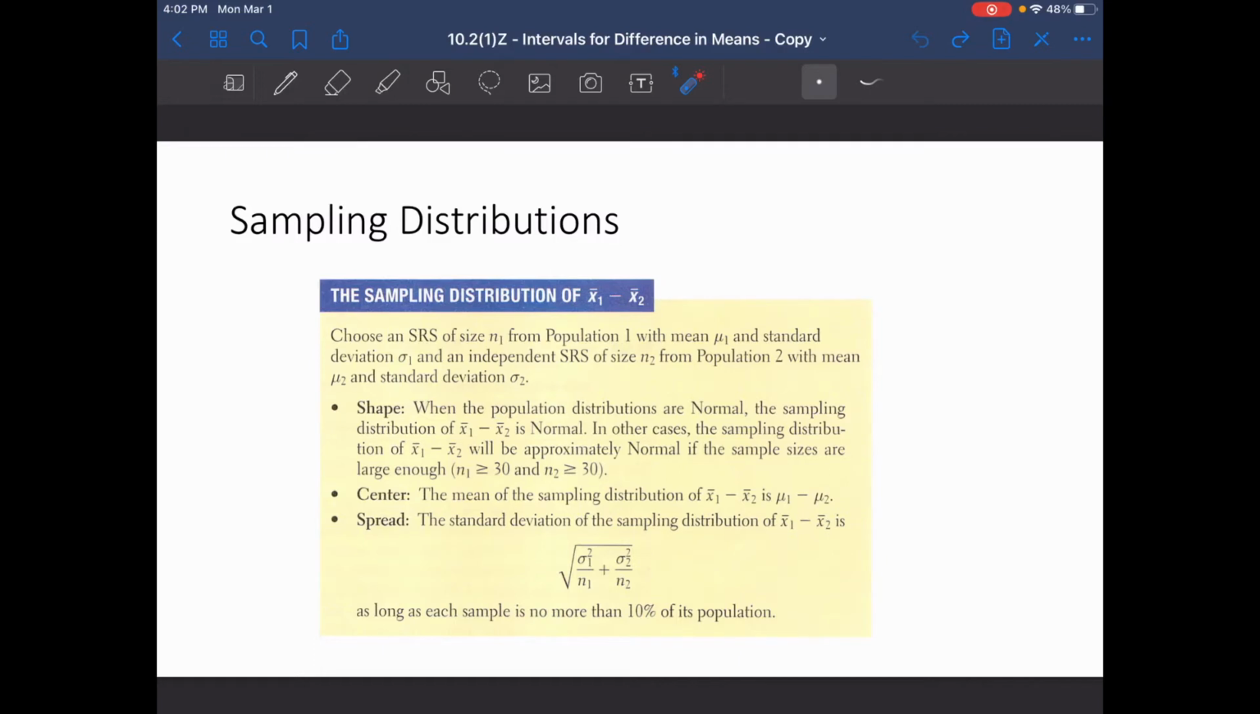Our center is just going to be the mean of the sampling distribution, which again, all we need to do is subtract both means to find the difference in means.